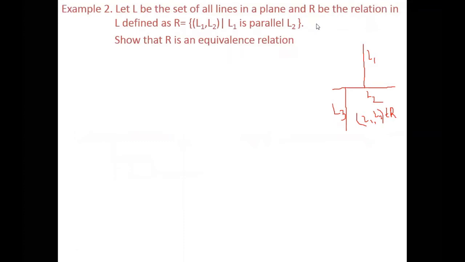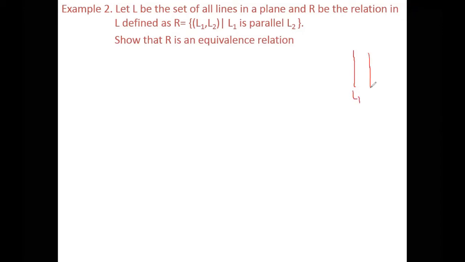So the next example is similar. Let L be the set of all lines in a plane and R be the relation on L defined as L1 is parallel to L2. If the lines are parallel, this one is our L1, this is another line L2, and this is another line L3, because we are dealing with parallel lines.